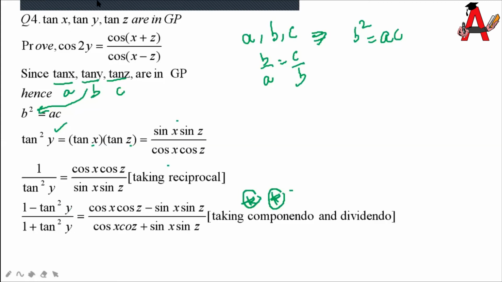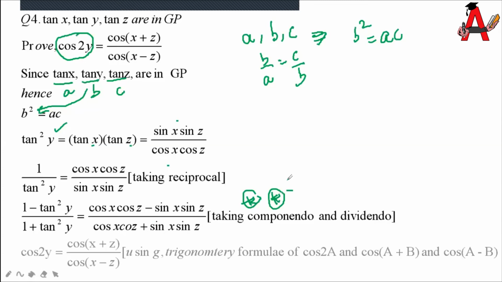Why we are doing this is because we want to get somewhere cos 2y. On the right hand side, it will become cos x cos z minus sin x sin z upon cos x cos z plus sin x sin z. Further, as I said, the left hand side will become cos 2 theta because 1 minus tan square theta upon 1 plus tan square theta is cos 2 theta. So this will become cos 2y.